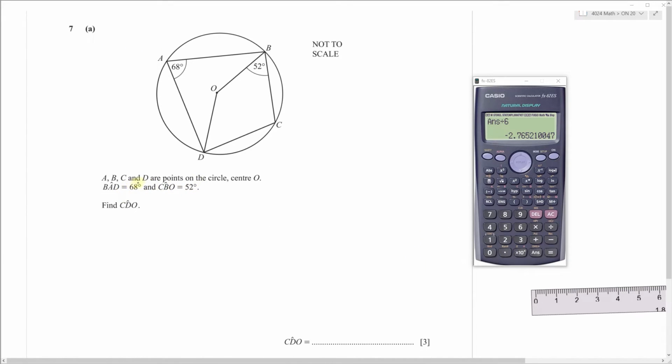Question 7. A, B, C, D are points on the circle with center O. This angle is 68, this one is 52. The first part is to find angle CDO. So CDO is this angle here.